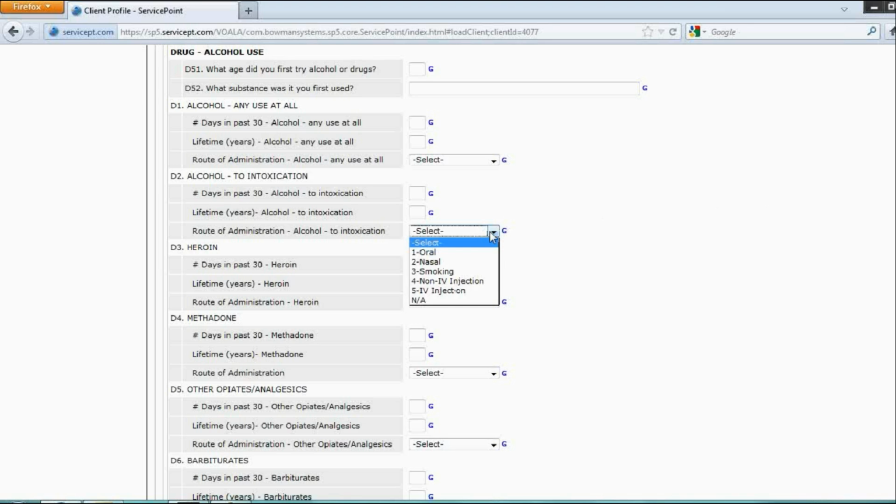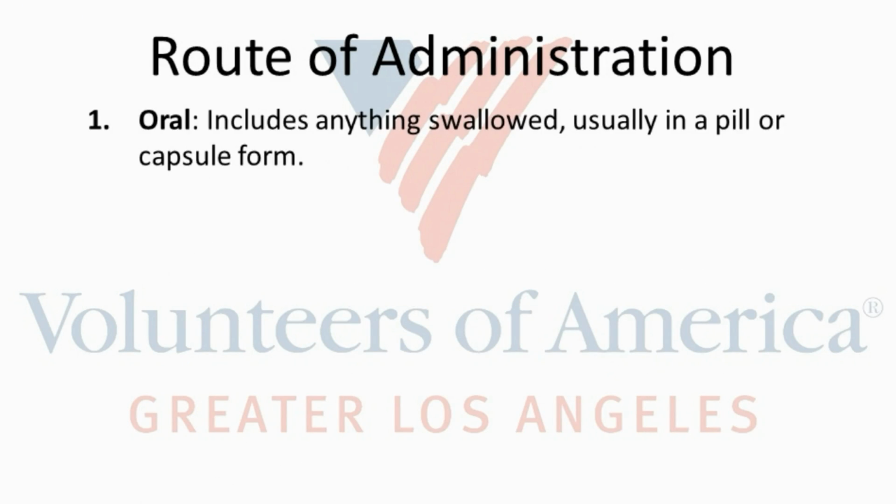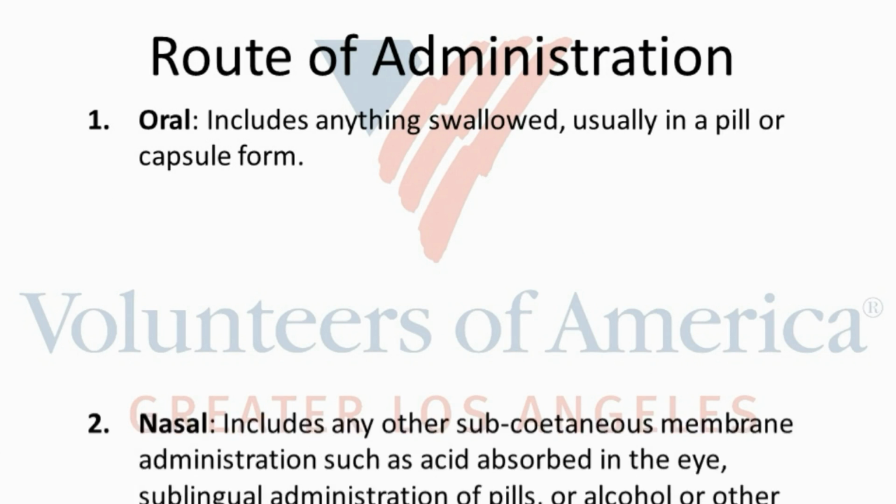The route of administration will also have to be documented for questions D1 through D13. Only select NA if the client never used that drug before. If the client has used a drug before, this is how you will code for these questions. Oral includes anything swallowed, usually in pill or capsule form.